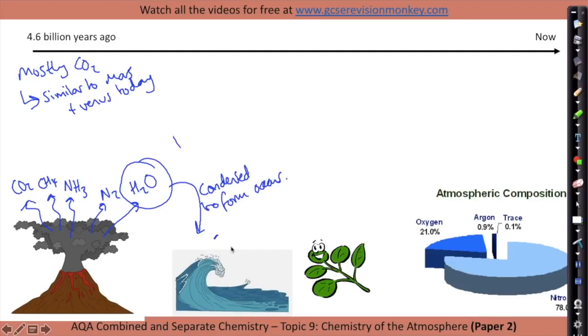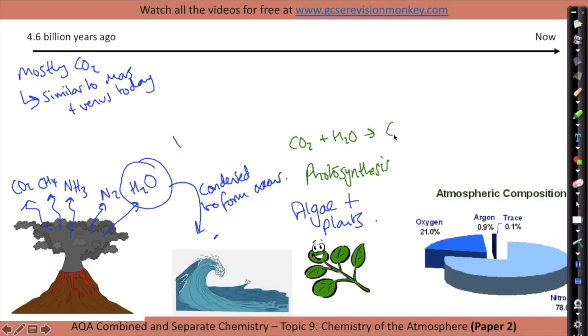Later on, after the formation of the oceans, algae, and later on from that, plants evolved. So algae came first and then plants, and they both do a process called photosynthesis, which you should be familiar with from biology. In photosynthesis, they take carbon dioxide and water to produce glucose and oxygen, and that balances out like so.